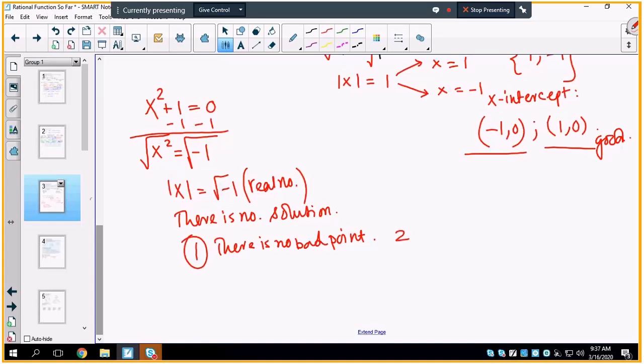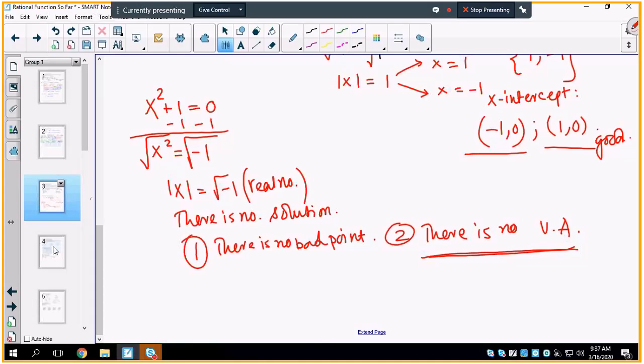What is the second thing I learned? There is no vertical asymptote as well, because vertical asymptotes are going to be bad points. So there is no vertical asymptote as well. Would that answer my question? So we have learned that there are rational functions where there is no vertical asymptote. It is possible.